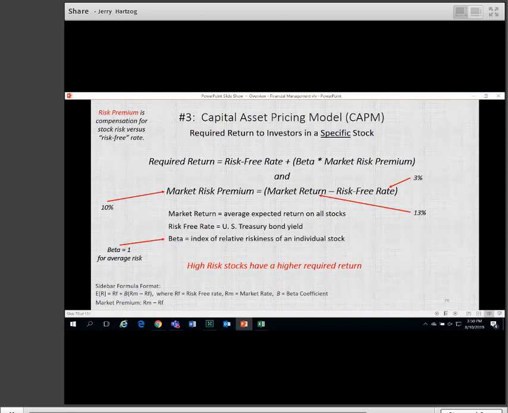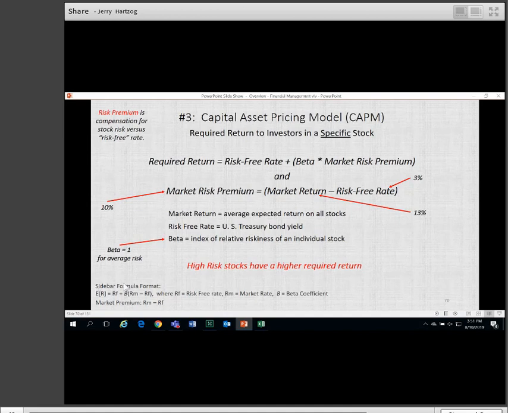Now, the key to this is simply we want to identify the required return for a specific stock. And that's what beta allows us to do, define the riskiness and therefore the market risk premium for a specific stock. And overall, just the higher the risk, the higher the required return. Same thing with bonds, same thing with stocks. If there's more risk, investors have to be rewarded with a higher return to compensate for that risk.